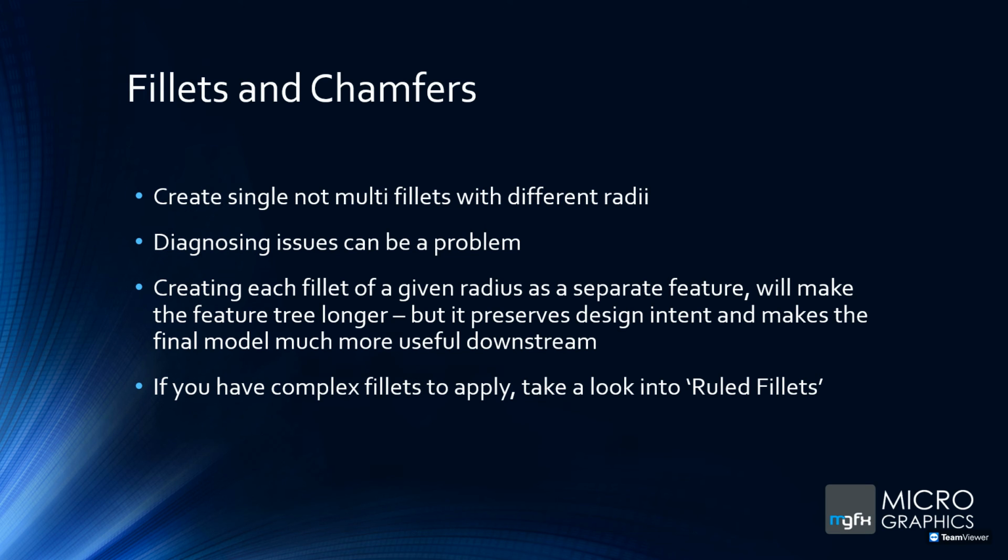I know that you can create multi-fillets with different radii in the fillets command, but try not to do it. Yes, it might make your feature history tree quite long, but when it comes to diagnosing problems, it helps. If you know that this 3 mil fillet is giving a problem, you don't want it mixed up with another 5 mil, another 10 mil, maybe convex instead of concave fillets. You've got one problem, one feature that you need to go to, take a look and fix right there, right then.